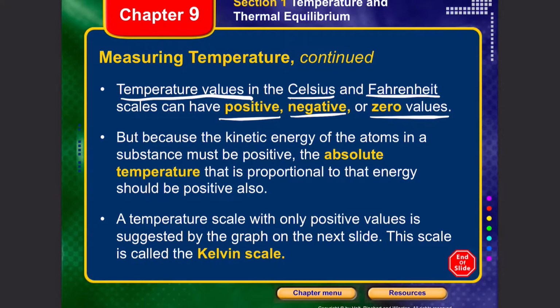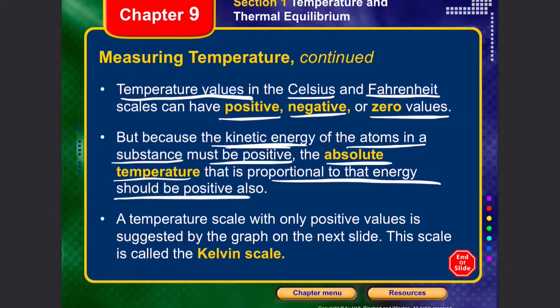Because the kinetic energy of the atoms in a substance must be positive, the only scale that shows the absolute temperature, the measured temperature that should be proportional to that energy, should be positive also. Which means that a temperature scale with only positive values is suggested by the graph on the next slide, which is going to be the Kelvin scale.